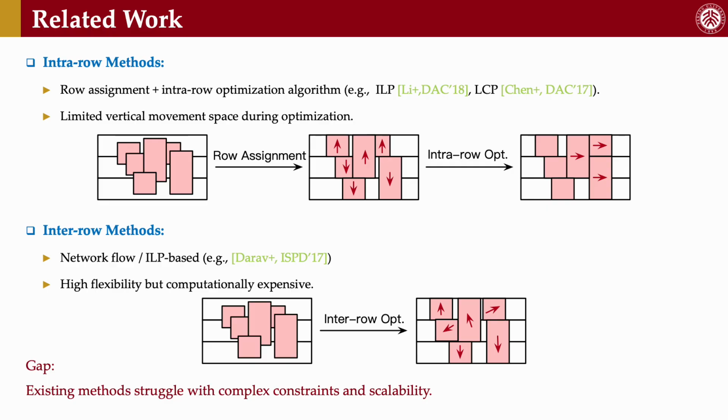Previous work on mixed-size circuits can be categorized into intra-row and inter-row methods. Intra-row methods such as integer linear programming and linear complementarity problem consist of row assignment and then intra-row optimization. However, they have limited vertical movement space during optimization. Inter-row methods, like those based on network flows or integer linear programming, offer higher flexibility but are more computationally expensive. Existing methods struggle with complex constraints and scalability, creating a gap that our algorithm aims to fill.